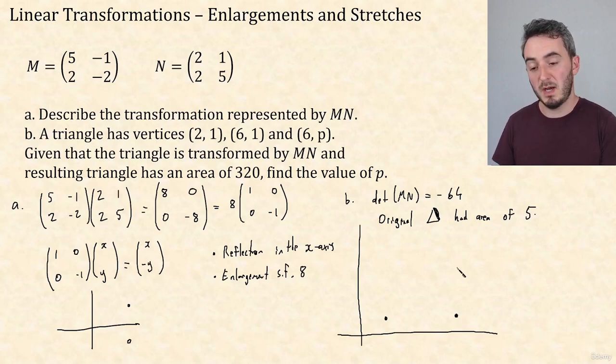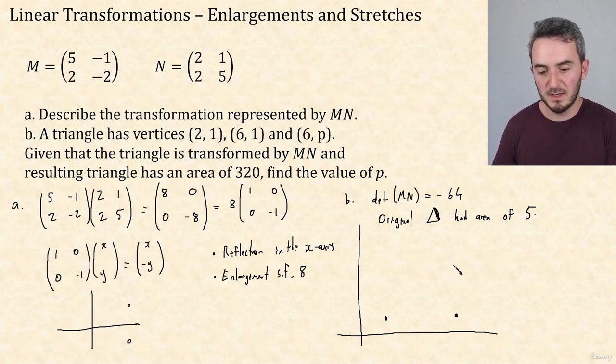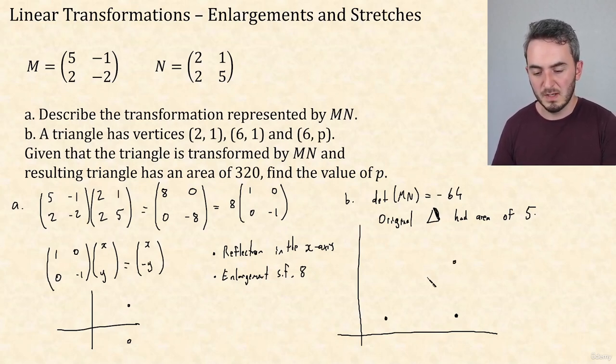Now, p might be negative, and maybe in this question there might be 2 values of p. I imagine in an exam, they'll probably specify a positive value of p or something like that. But let's suppose it's here. Well, what can we say? We want this to have an area of 5.